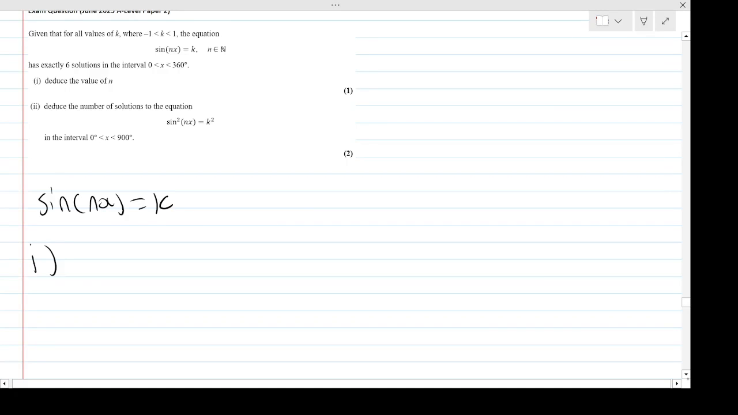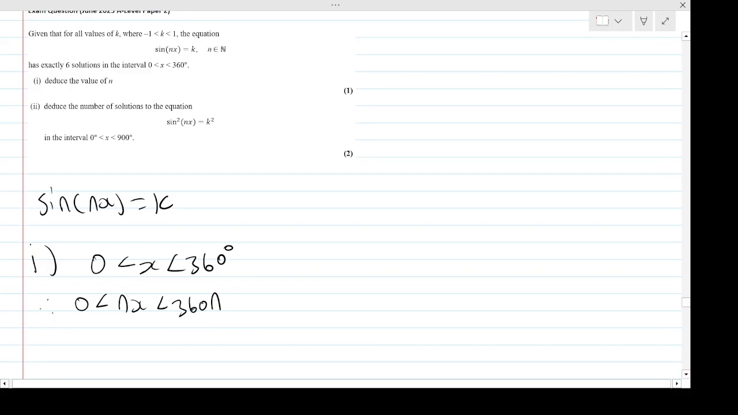So first of all, we've got our interval. Remember, we don't have x, we have nx, so we need to adjust for that. We have 0 less than x less than 360. So if we multiply by n, we would have nx between 0 and 360n degrees. So it's a multiple of 360, this n, at 360n here.